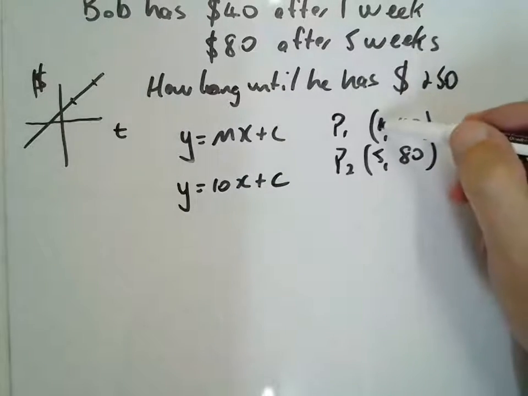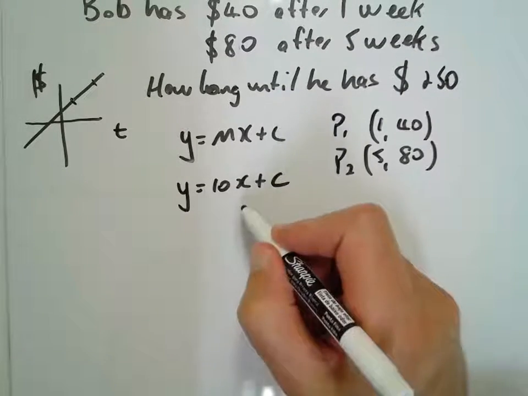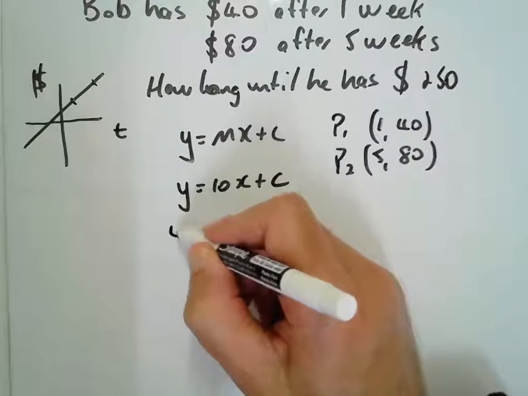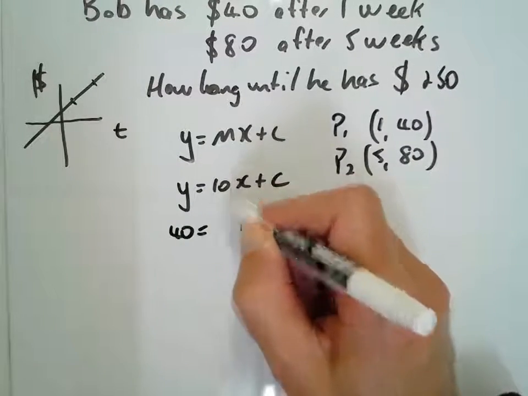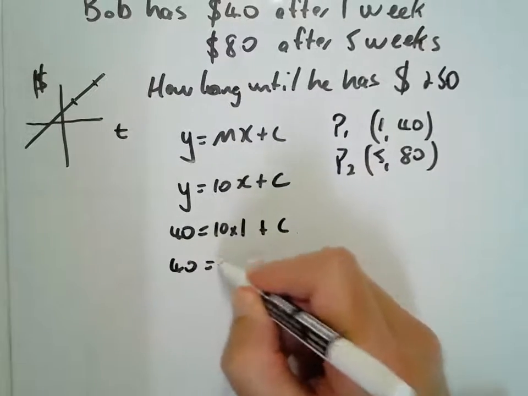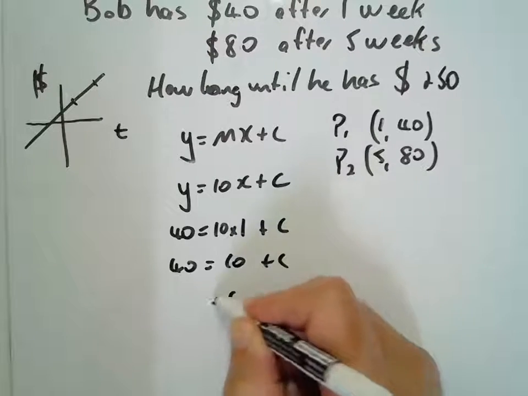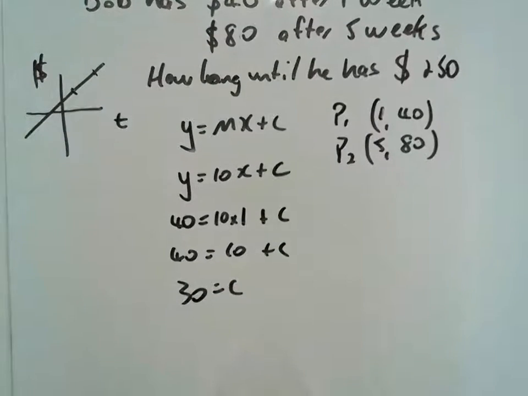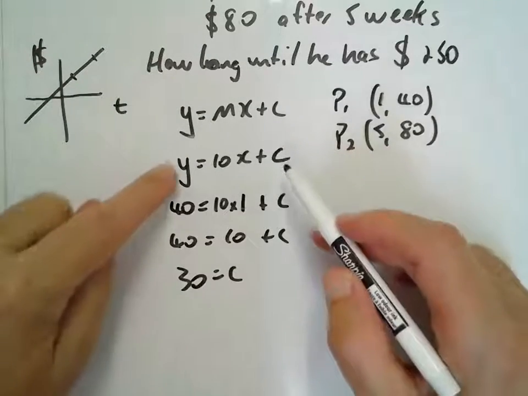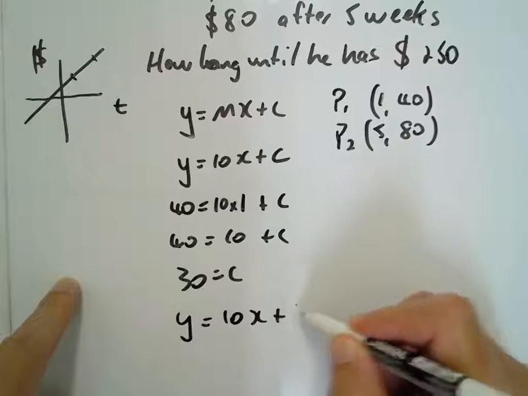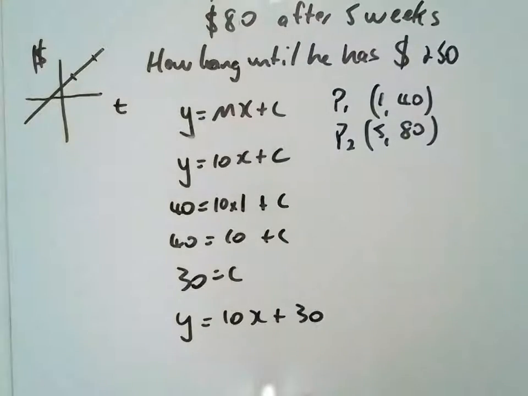So we can say when x is 1, y is 40. There's a multiply in there. 40 equals 10 plus c, so c must equal 30. So all of a sudden we can come down here and say our function is y equals 10x plus 30.